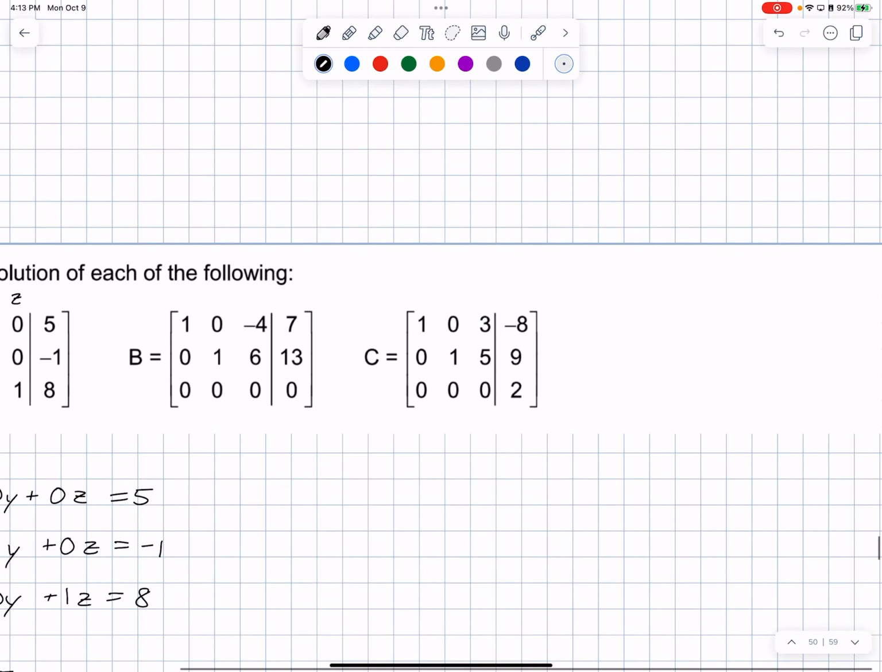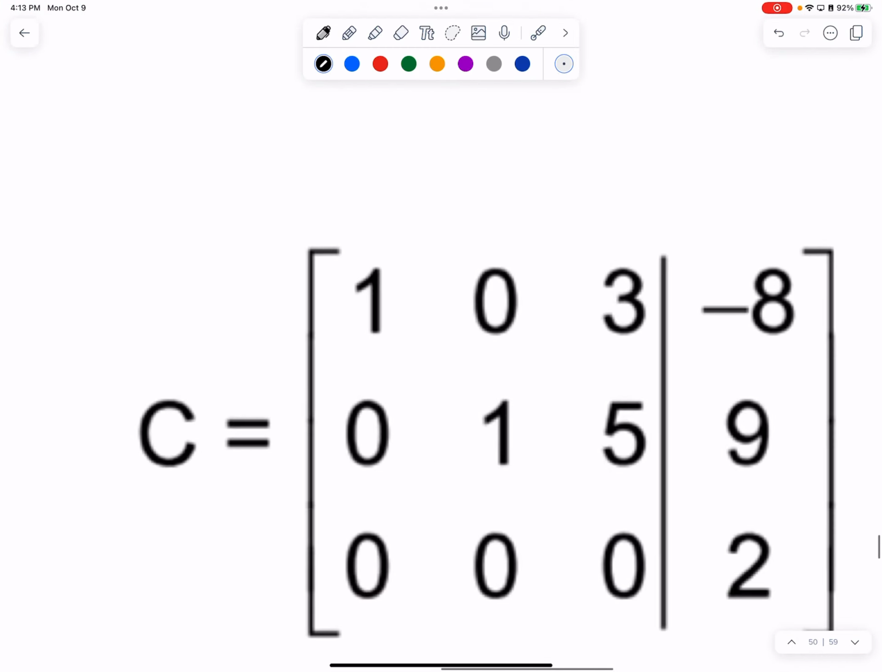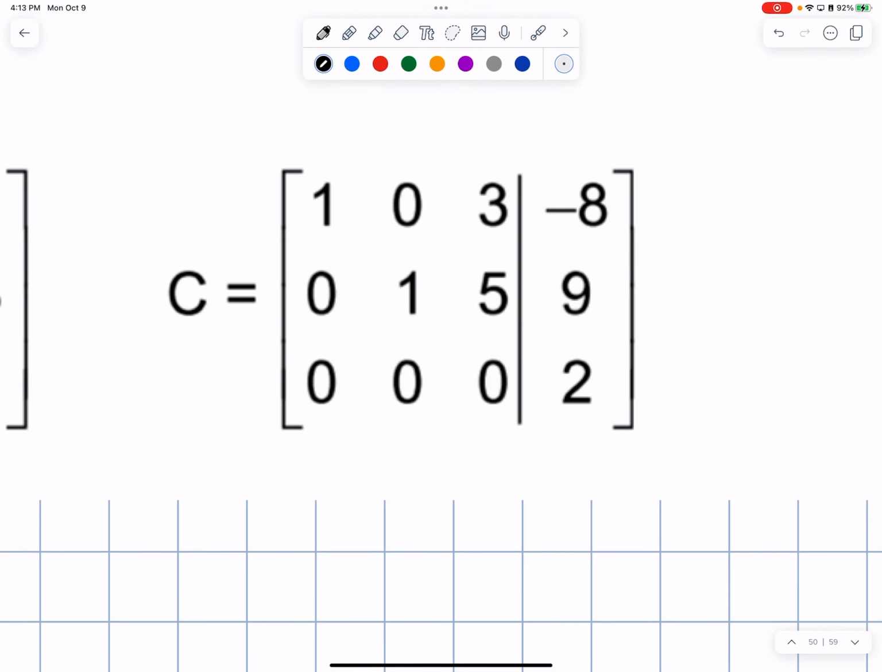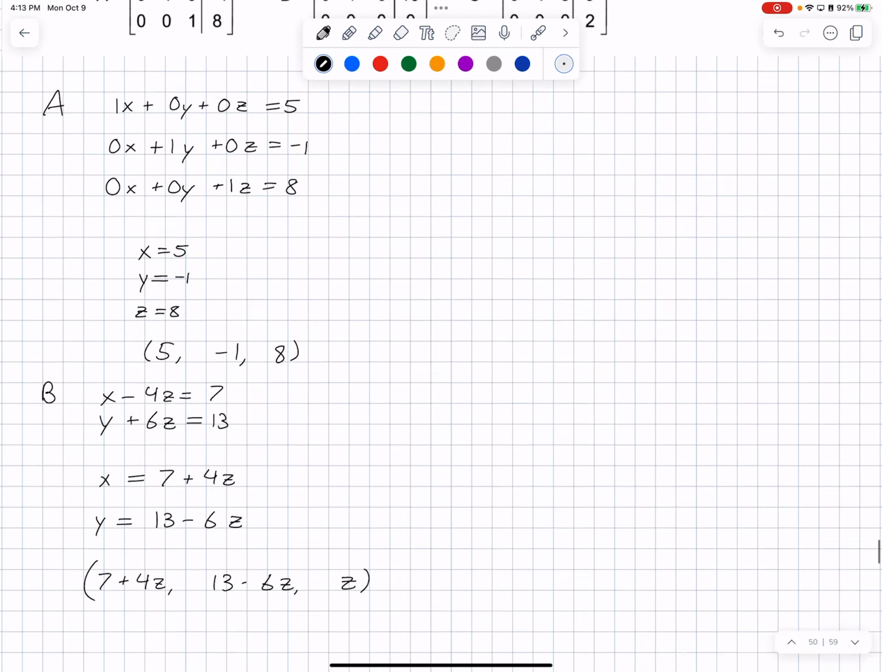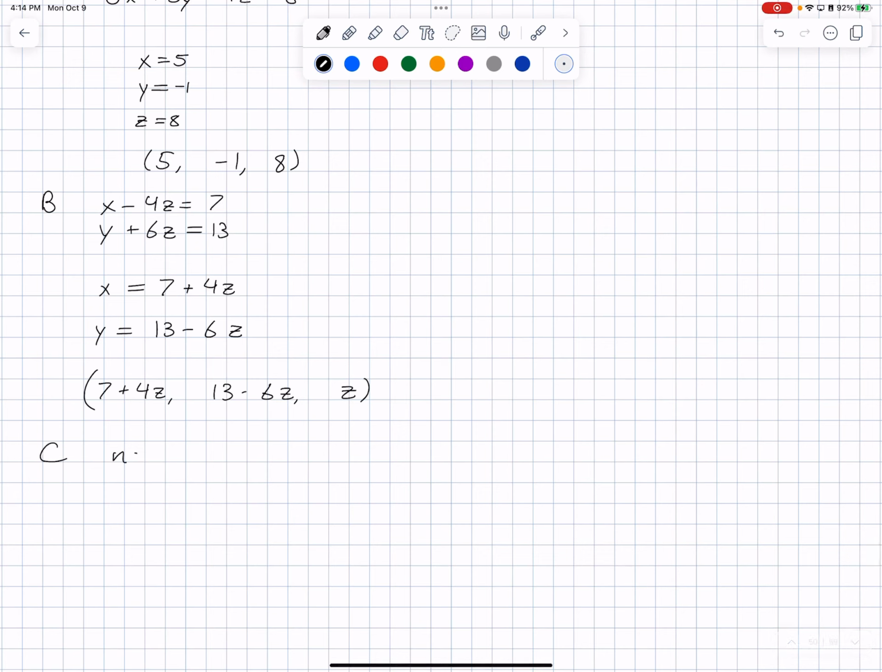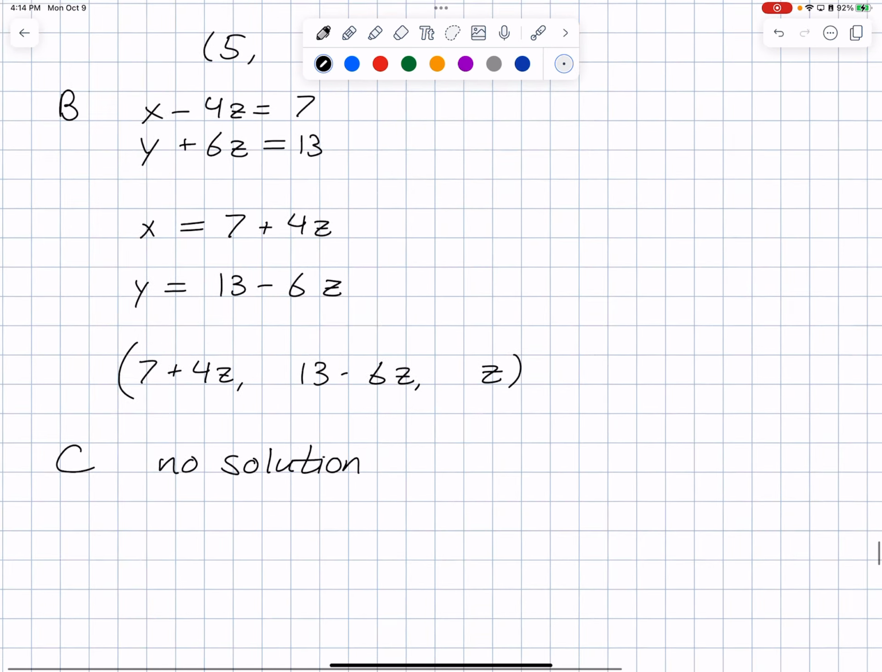Okay. This last one has a problem. What's the problem? It has no solution. Why? Because 0 is not equal to 2. Do you see how that last line tells us 0 equals 2? But clearly that's false. So this equation has no solution. So you would say C, no solution. Questions? Okay.